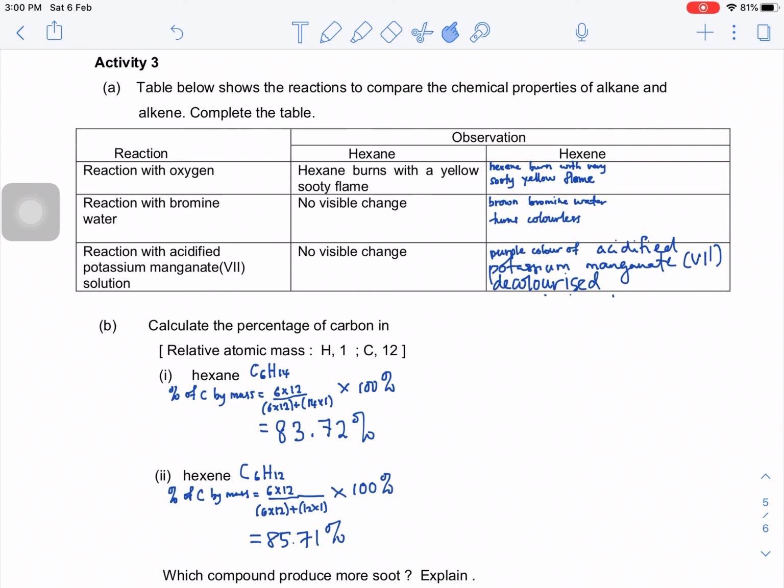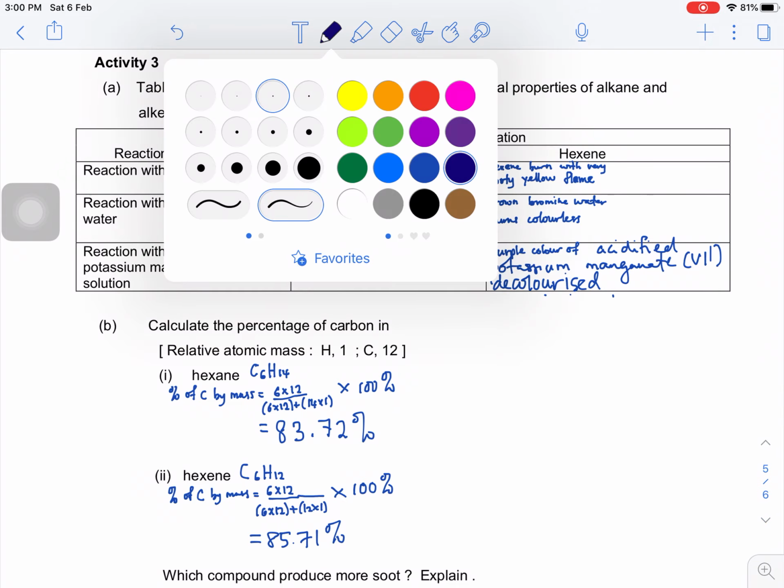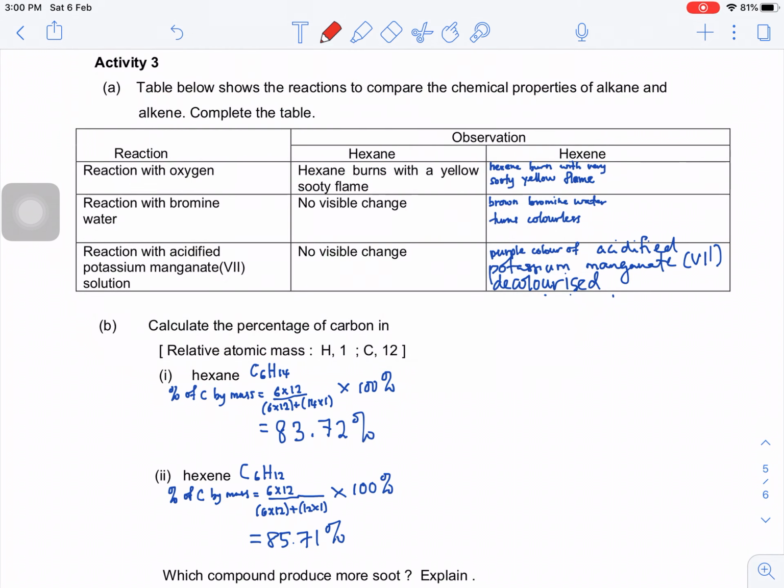Okay, next. Next we go to reaction to compare chemical properties of alkane and alkene. Okay. Reaction with oxygen. Hexane burns with a yellow sooty flame. Sooty juga. Tapi hexene burns with very sooty flame. So ingat, very sooty. Sooty. T-Y je. Sooty flame.